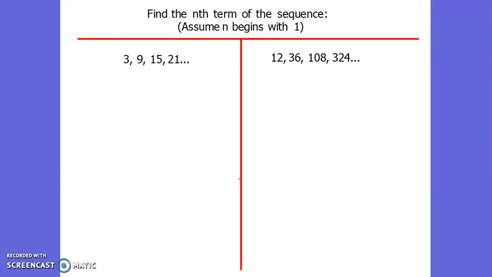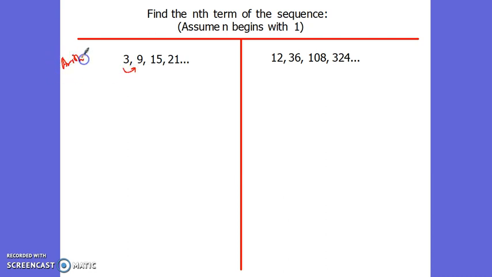Hello, this video is to help you with geometric sequences. Now, a geometric sequence is very similar to an arithmetic sequence. So you'll notice over here at the left, we've got a sequence that goes from 3 to 9 to 15 to 21. This is an arithmetic sequence.